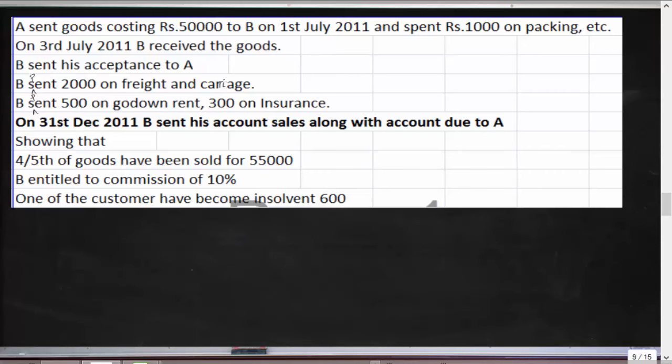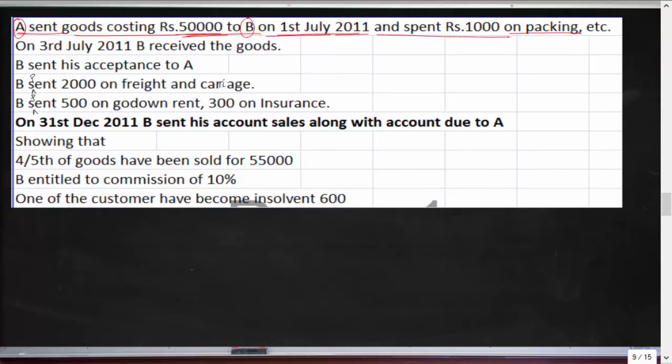Let's take this small case study to understand consignment accounting from the point of view of consigner, that is, in the books of consigner. A sent goods costing 50,000 to B on 1st July 2011. So who is consigner here? A is the consigner. Who is consignee? B is the consignee. What is the value of goods he is sending? It is 50,000. When is he sending? On 1st July. And there is also additional information, and spent rupees 1000 on packing.